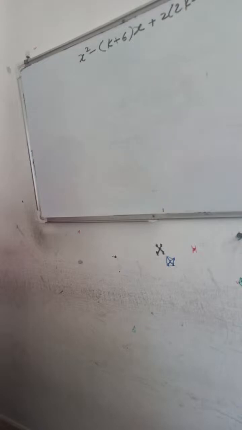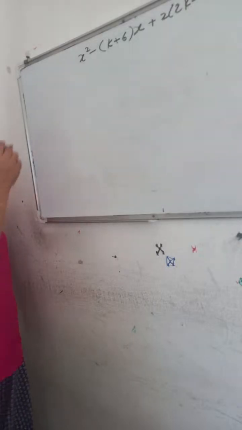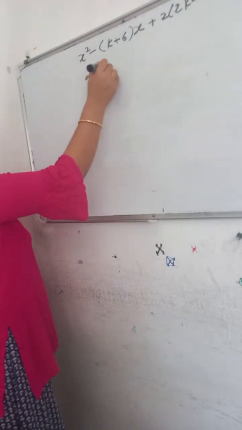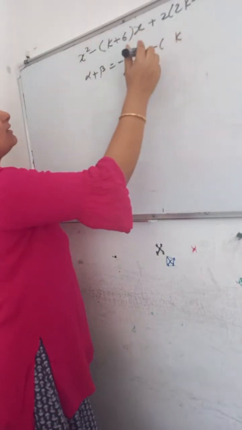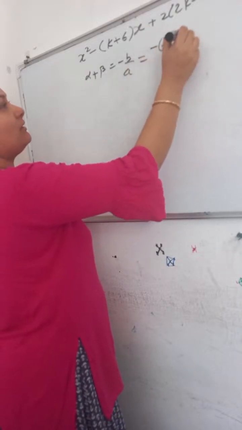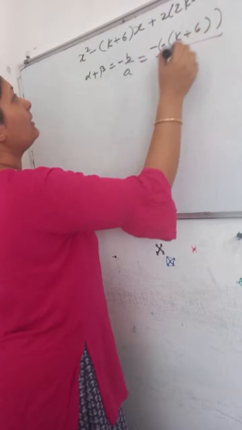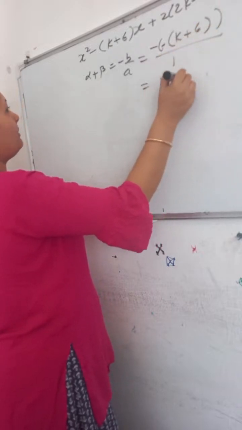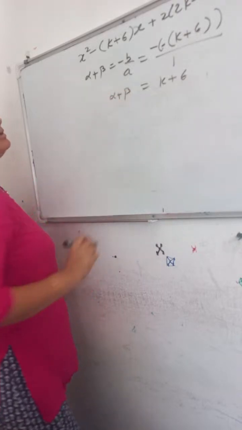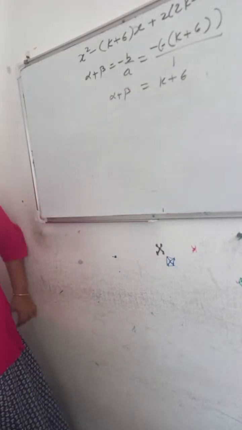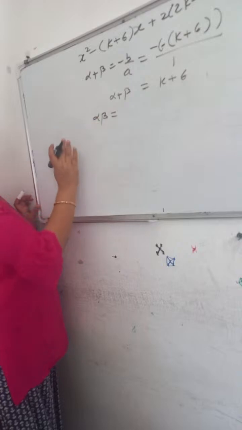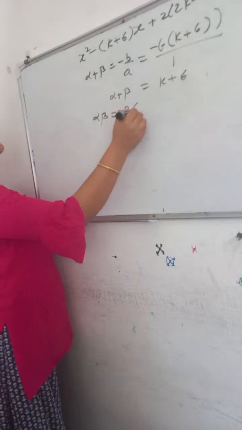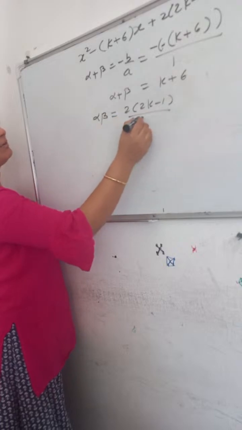You all are prepared. Here alpha plus beta is what? Minus b by a, no? So minus of minus (k plus 6) divided by a, which is 1. So alpha plus beta is k plus 6, and alpha into beta is equal to how much here? Inside the bracket 2k minus 1 divided by 1.